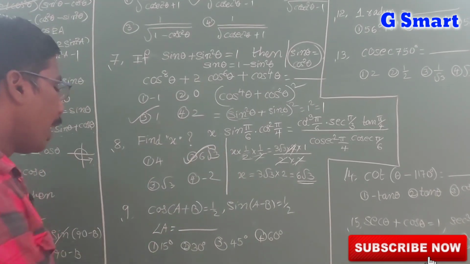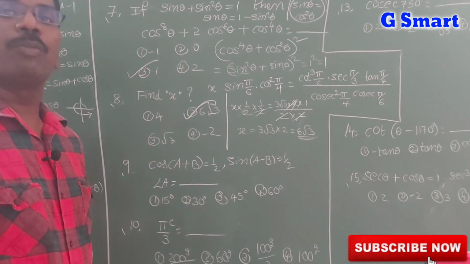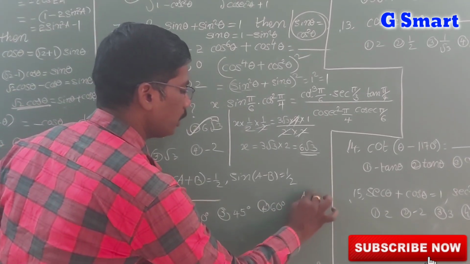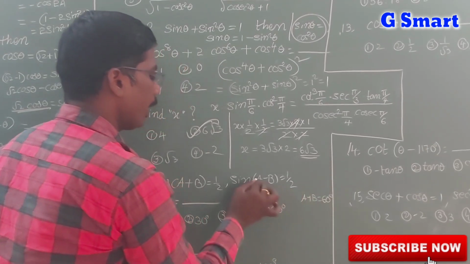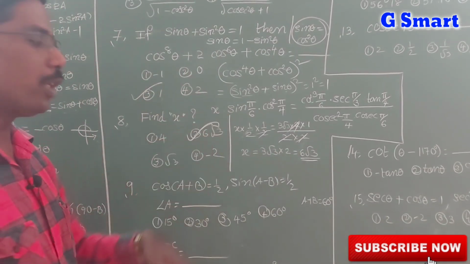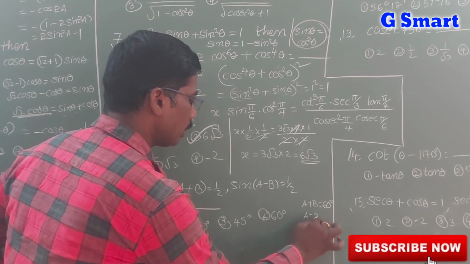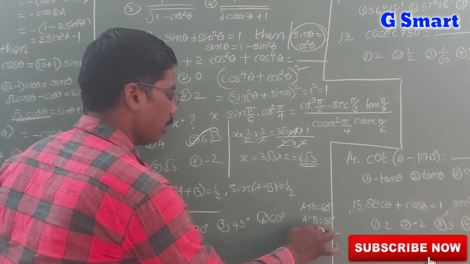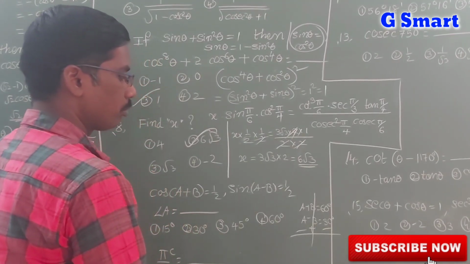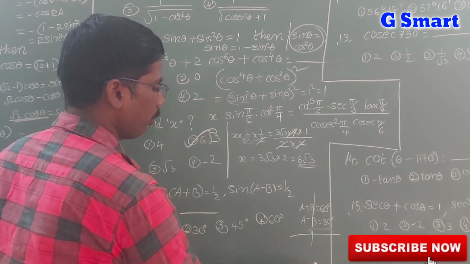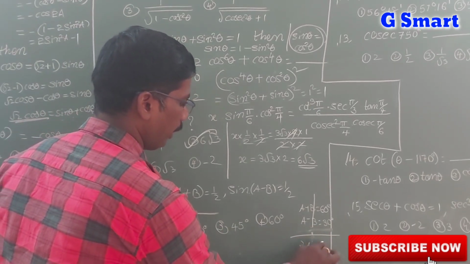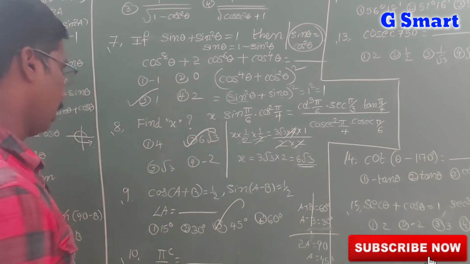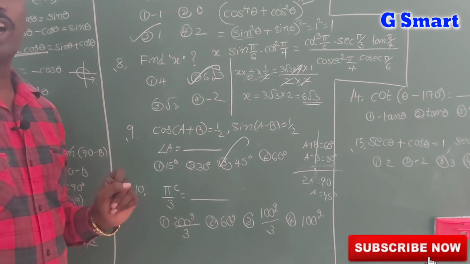Next. Cos of a plus b is equal to 1 by 2. Cos a plus b is 1 by 2 means cos 60 degrees is equal to 1 by 2, so a plus b is equal to 60. Sin of a minus b is equal to 1 by 2. Sin 30 is equal to 1 by 2, so a minus b is equal to 30. We want only a, so don't subtract, simply add. So 2a is equal to 90. A is equal to 45 degrees. So answer third option.